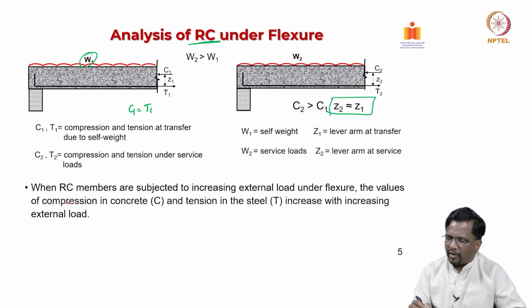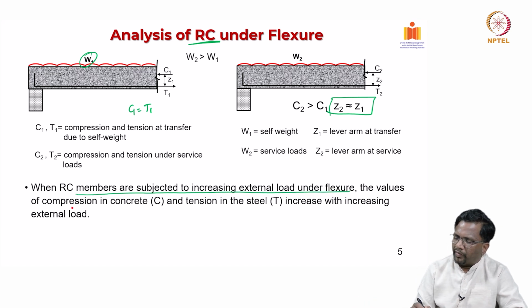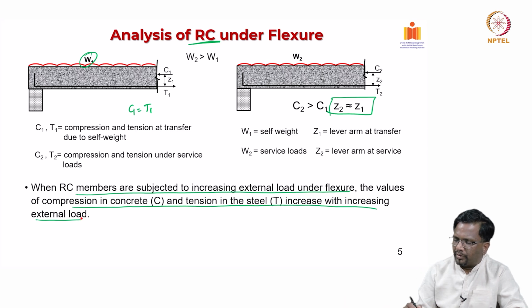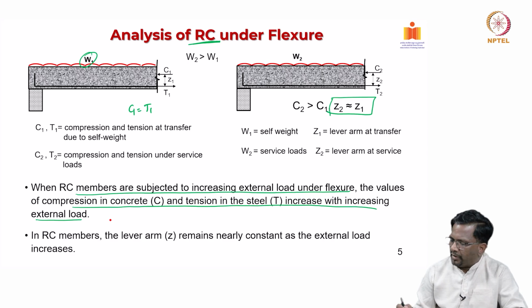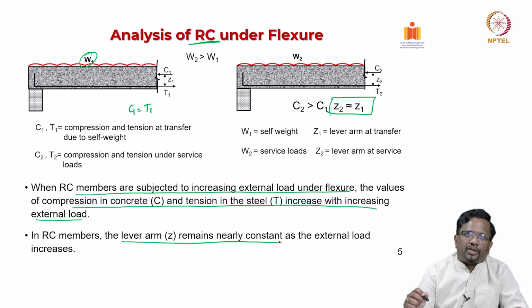Okay. So, when RC members are subjected to increased external load in flexure, the values of compression and tension in the steel increase with increasing external load. However, the lever arm does not change, only the internal forces change, that we have studied. The lever arm remains nearly constant as the external load increases.